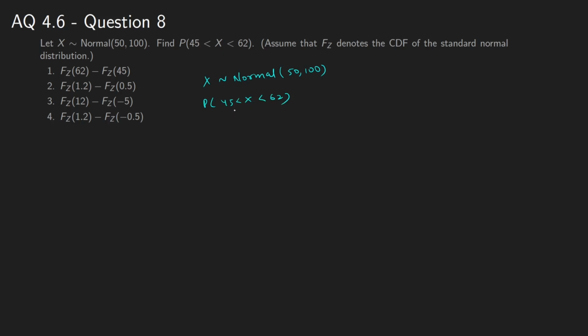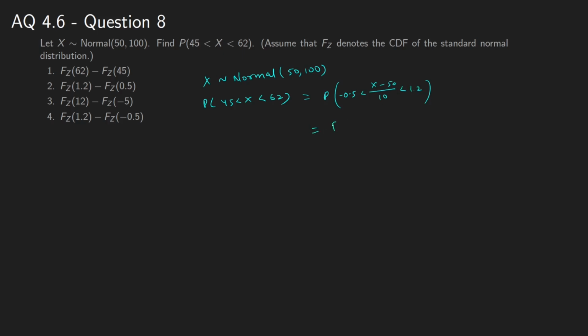So what we can do is first we can standardize this random variable x and then find the probability in terms of the CDF of the standard normal random variable. So for standardizing this, as you know, what we do, we subtract the mean: x minus mu, where mu is given as 50, divided by the standard deviation. So sigma squared is equal to 100, so sigma will be 10, divided by 10. We will do it on all sides. So 45 minus 50, that is minus 5 by 10, that is minus 0.5 on the left side, and on the right side we will have 62 minus 50, that is 12 by 10, that is 1.2.